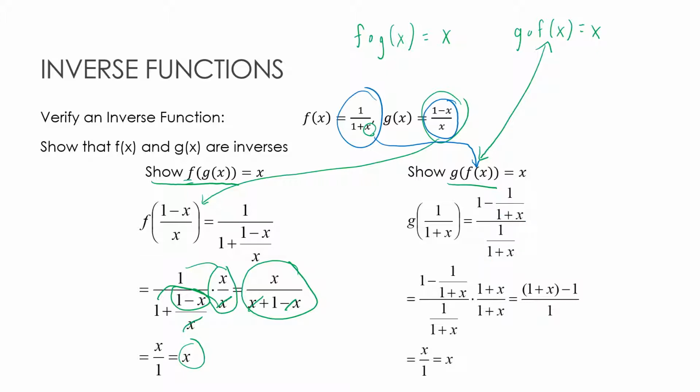So why did I choose to multiply by 1 plus x over 1 plus x? Because I don't like fractions within fractions, so I wanted to get rid of the denominators. So again, just the distributive property. That's 1 plus x. This guy canceled, this guy canceled, and I just got 1 as my denominator. So that leaves me with 1 plus x minus 1. Those guys canceled. That gave me x over 1, which is x. So I have verified they are inverses of one another.